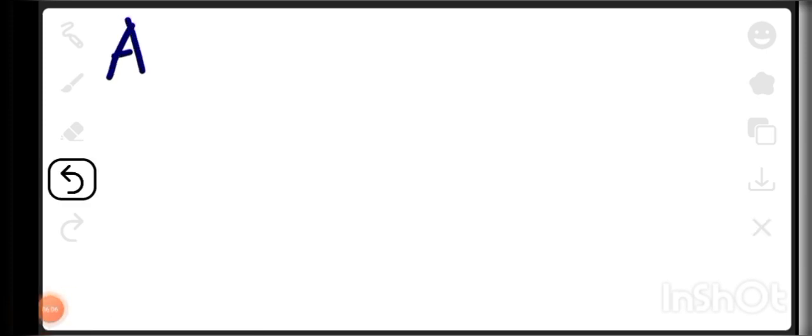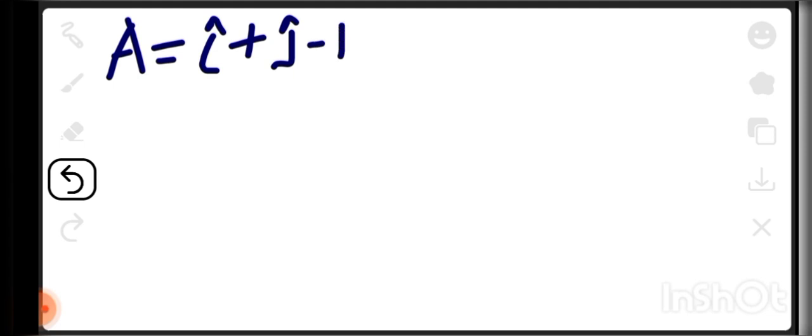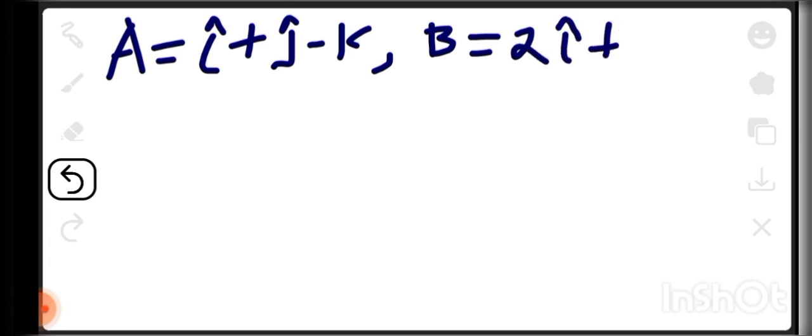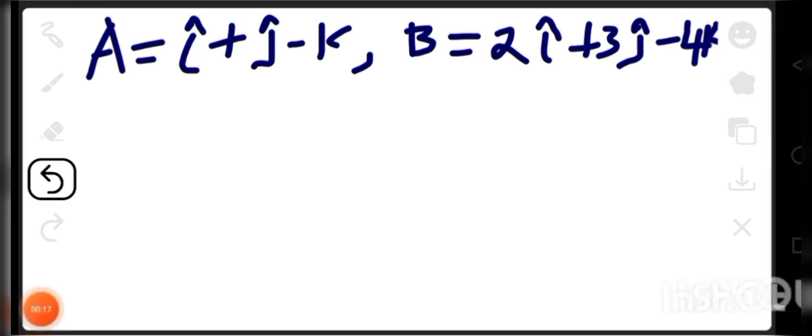Now let's assume we have this question: if vector A is equal to I plus J minus K, and vector B is equal to 2I plus 3J minus 4K, then what is A cross B?